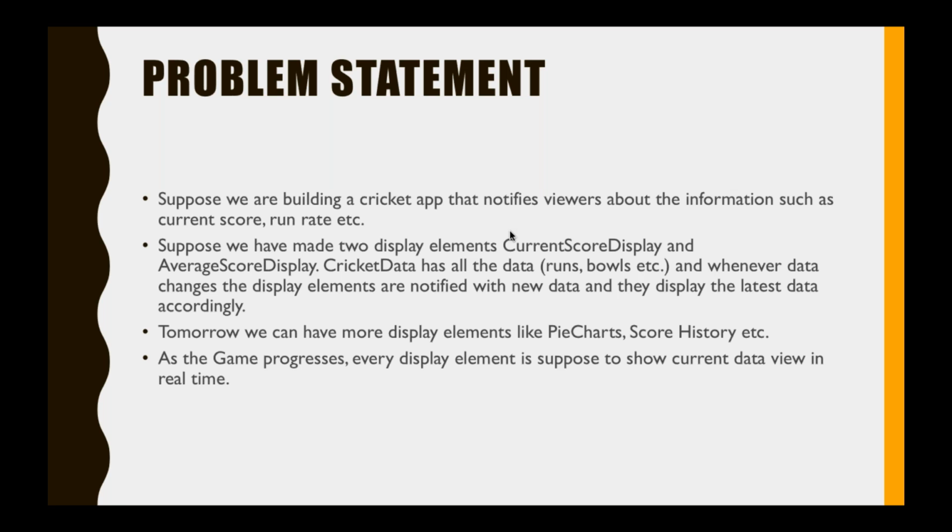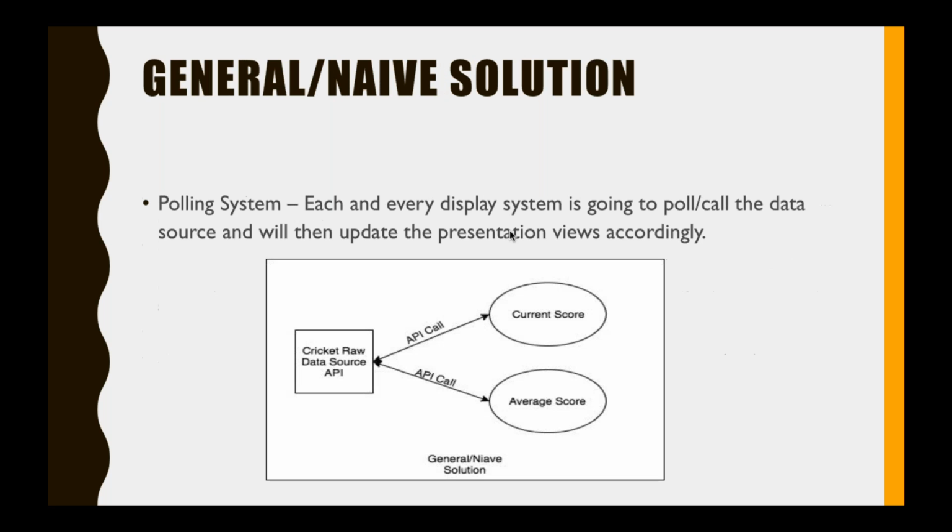Now let's say we have made our two display elements. We have a current score display, and we have an average score display. Current score will tell me what the current score is right now, and average score display is going to show me different kinds of metrics like predicted score, run rate, or some other metrics which I can derive from the current score itself. There is one more class that I'm going to create, so I'll come to this.